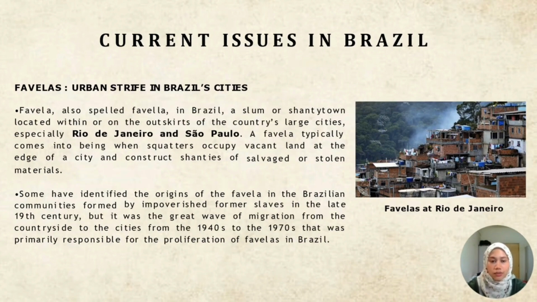Favela, also spelled favela, in Brazil is a slang for shanty town located within or on the outskirts of the country's large cities, especially Rio de Janeiro and Sao Paulo. A favela typically comes into being when squatters occupy vacant land at the edge of a city and construct shanties of salvaged or stolen materials.